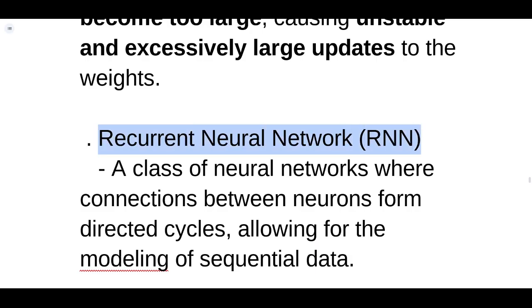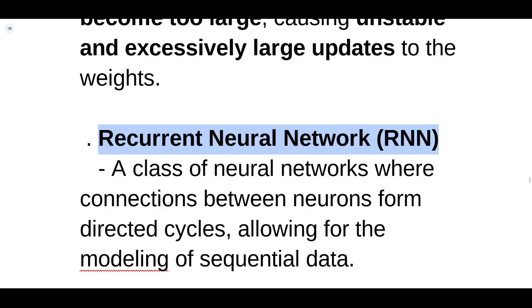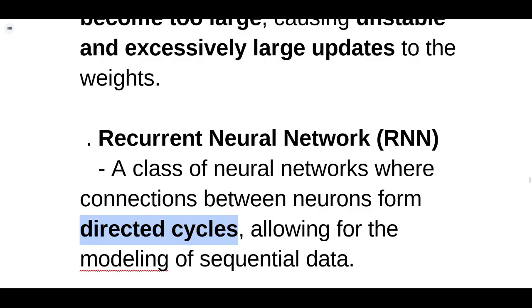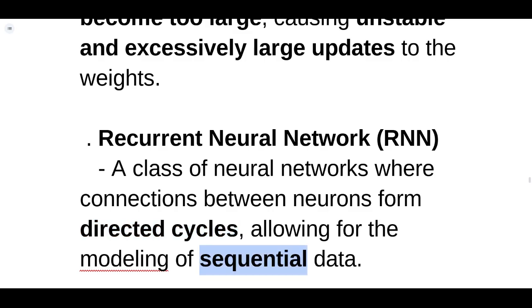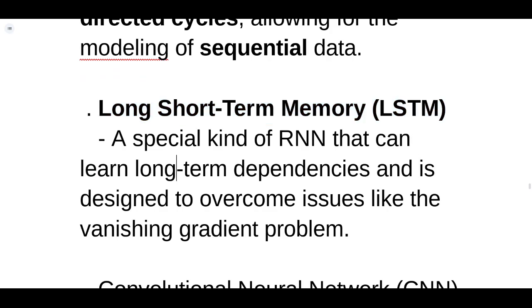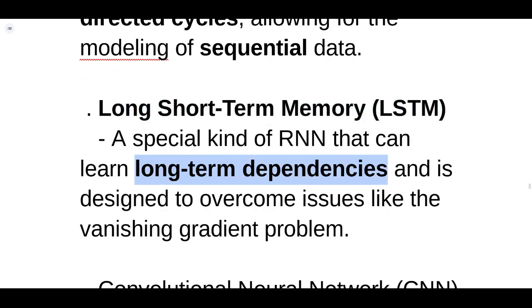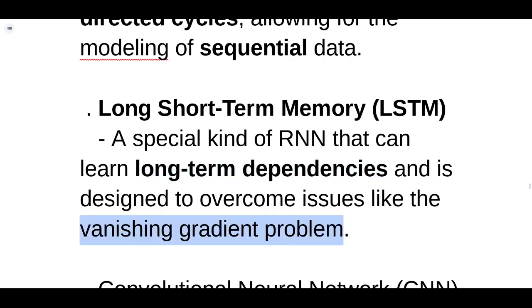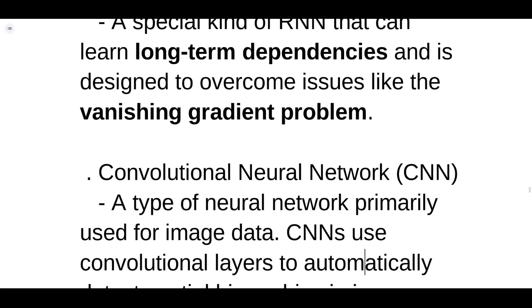Now, what is a recurrent neural network, RNN? It's a class of neural networks where connections between neurons form directed cycles, so sequential data can be modeled. Then, what is a long short-term memory network? A special kind of RNN which can learn long-term dependencies, and it is designed to overcome issues like the vanishing gradient problem.